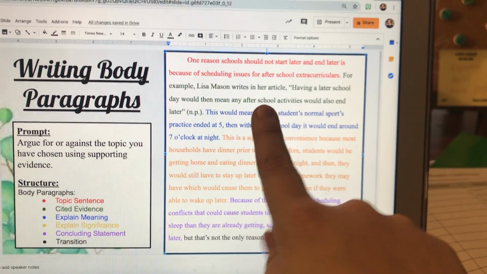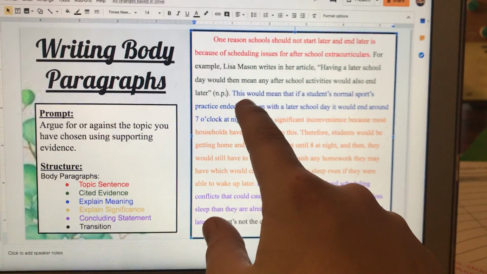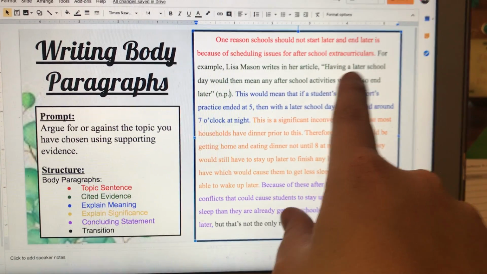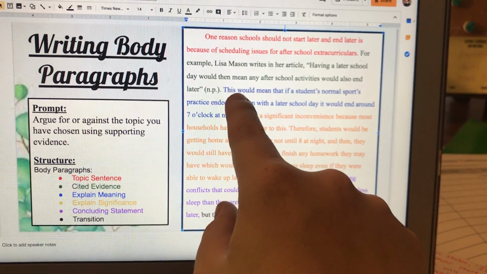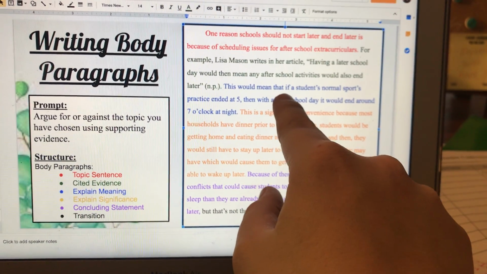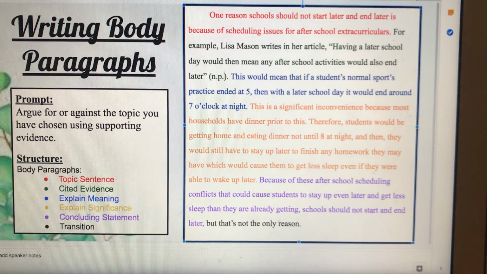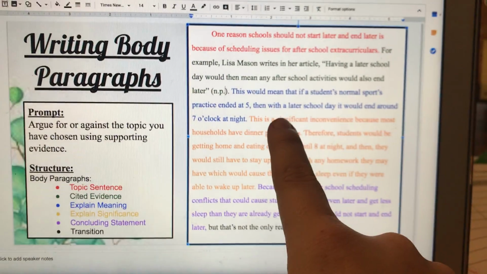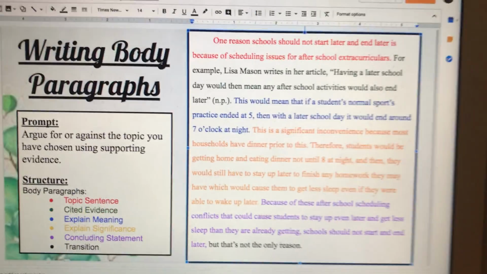After you state your evidence, the very next sentence should explain more about what this means. So, my quote says, having a later school day would mean any after-school activities would also end later. Then I say, this would mean that if a student's normal sports practice ended at 5, then with a later school day, it would end around 7 o'clock at night. So I just re-explain this in different words. I expand on it a little bit.